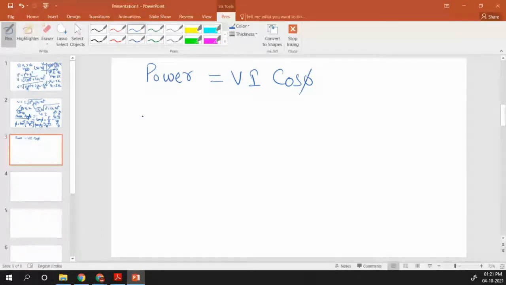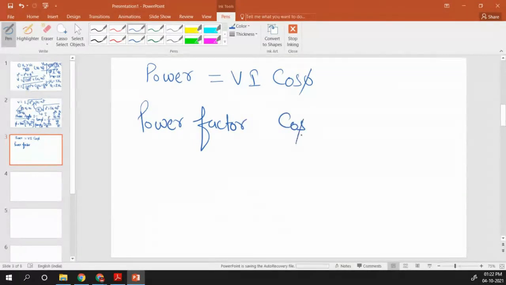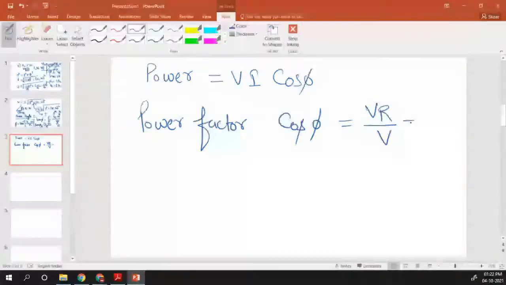Okay, now power factor. What is the formula for power factor? We can represent the power factor by cos of phi. So cos of phi we have already calculated it. So VR upon V is the formula, and you can represent it by R by Z.